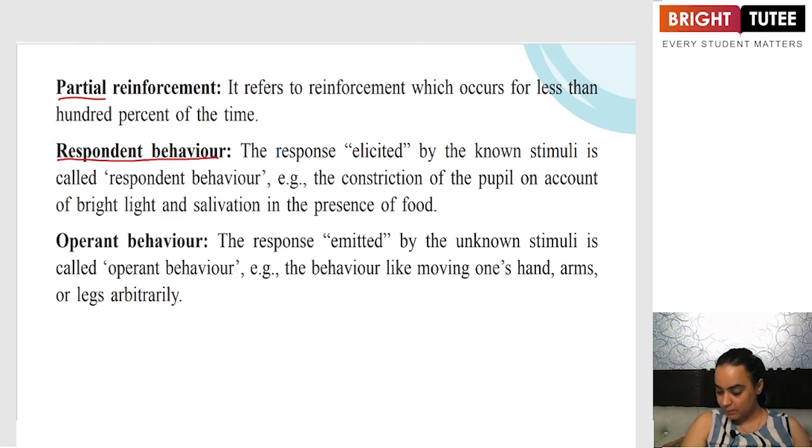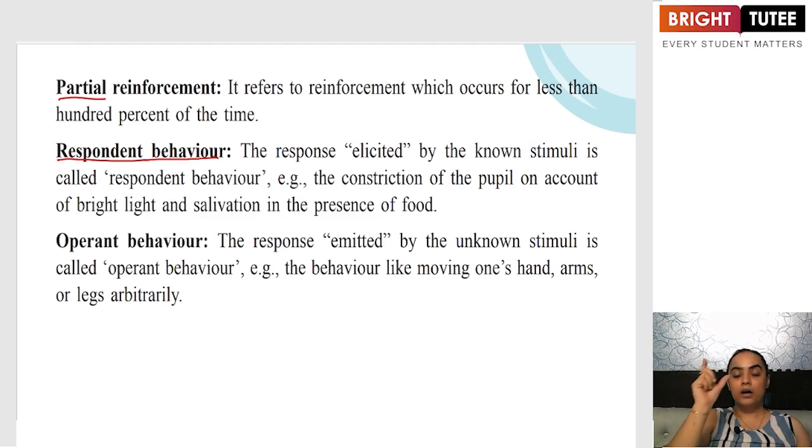Now, who is a respondent? Respondent is obviously the person or, in terms of psychology, the response which is elicited by a known stimulus is known as the respondent behavior. For example, if we move back to Pavlov's classical conditioning theory, the respondent was my dog. How did the dog respond when the bell was rung along with the food? He salivated. So this was the respondent behavior on production of the food.